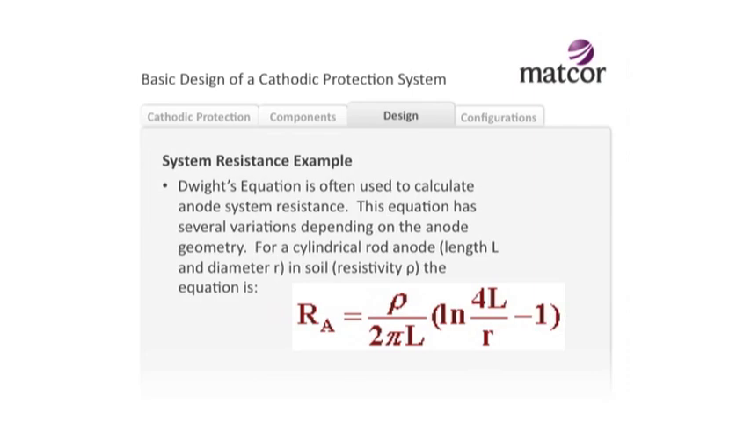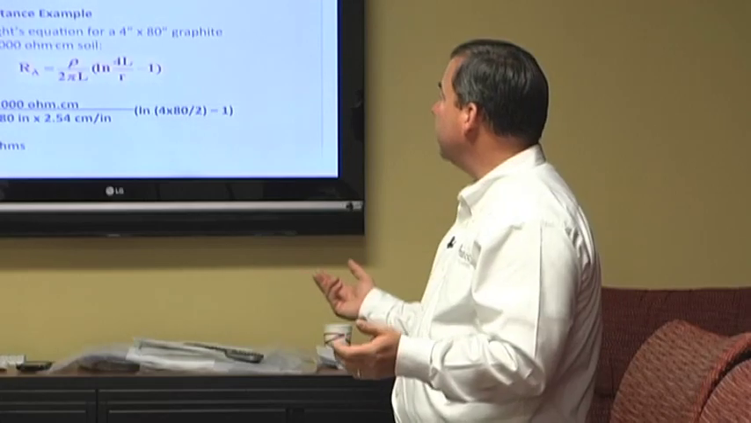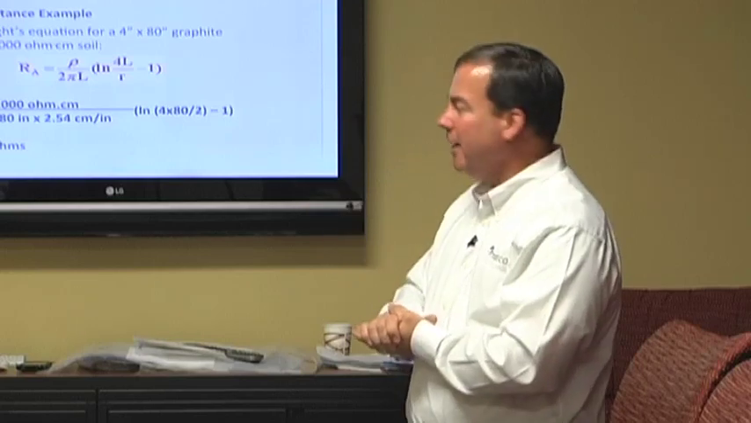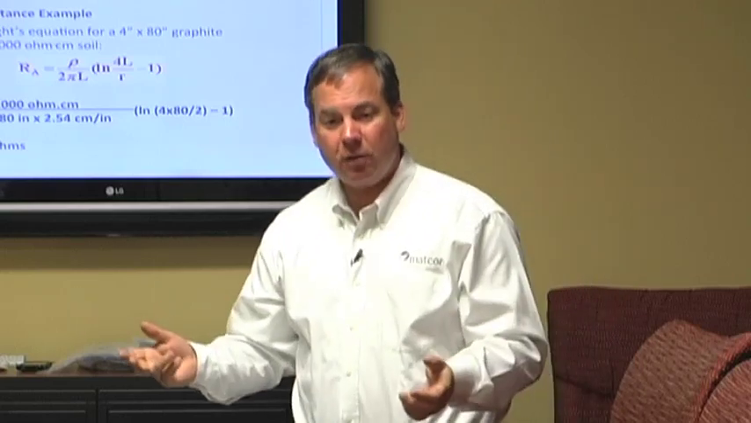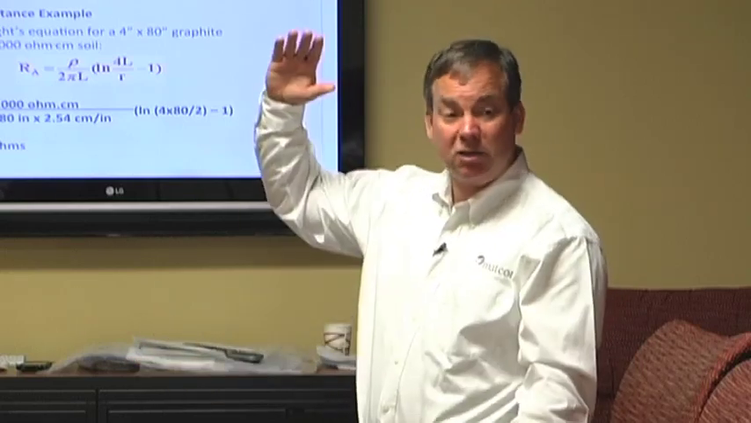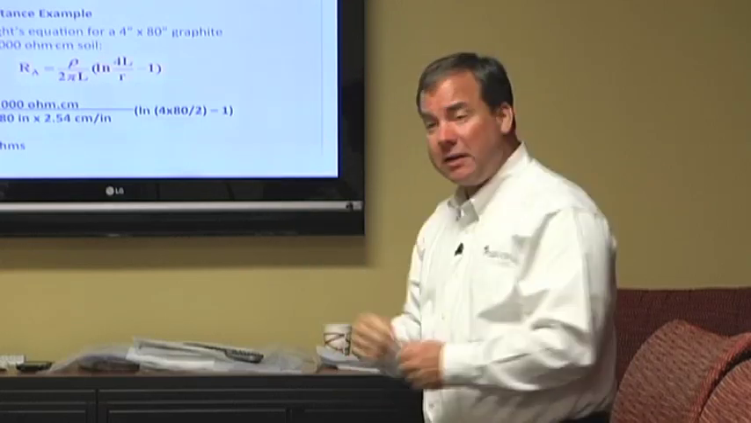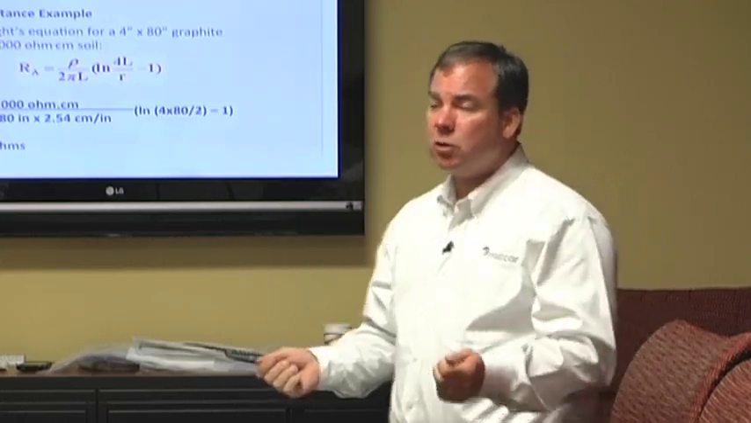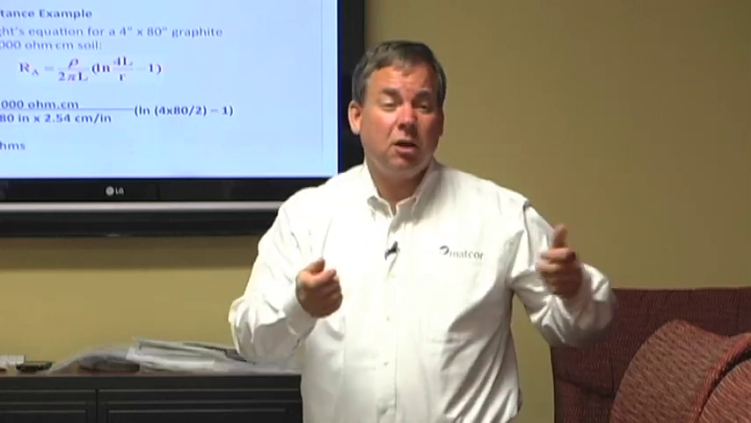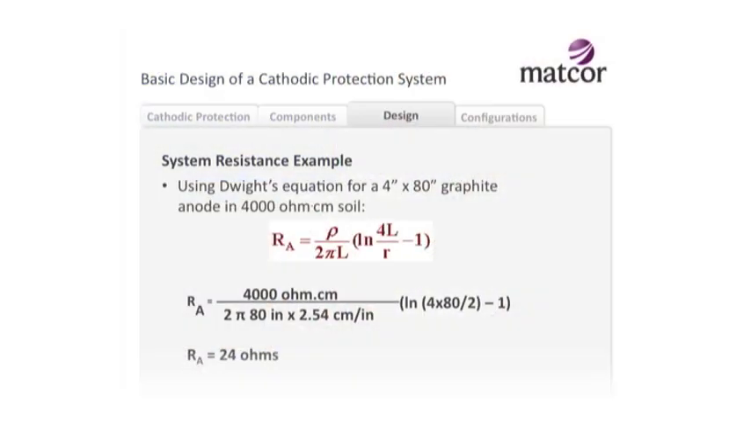But as you can see from this calculation here, I've got a 4-inch by 80-inch graphite anode. It's a standard size for a graphite anode, 4-inch diameter by 80 inches long. It's a pretty long anode. And I put it in 4,000 ohm-centimeter soil. 4,000 ohm-centimeter soil is relatively normal soil. It's not super low resistance, it's not super high resistance, it's a pretty common soil range.